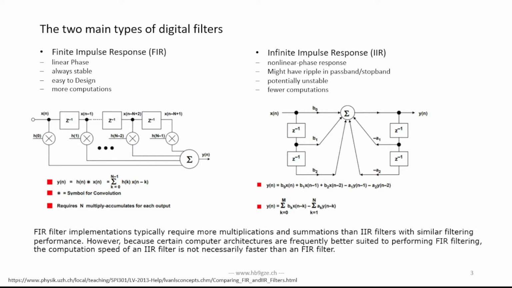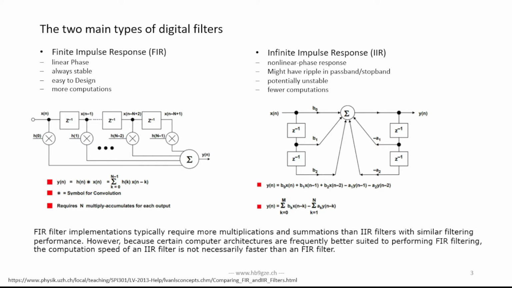So, nice thing about FIR, we already learned, it has a linear phase. It's always stable, easy to design, and some say you need more computations. However, the IIR has a nonlinear phase response. It might have a ripple in the passband and the stopband. It's potentially unstable. And other people also say an IIR is more representing an analog filter world, and we know the problems of stability there. So it's the same thing here. And maybe you need fewer computations.